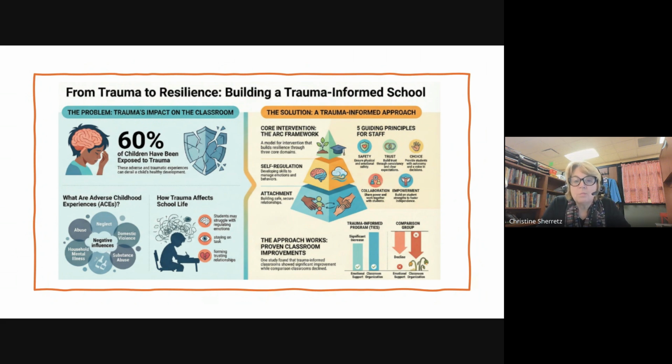Some of the guiding principles were making sure kids felt safe, building trust, giving them some choices, collaboration, and empowerment. That was one article. The other article was a program called the TIES, Trauma-Informed Program, and that has research to show the effectiveness of that program. Then you have two other articles that really talk about specific strategies that you should do as a trauma-informed teacher. So I think that hopefully that will be of help to you.